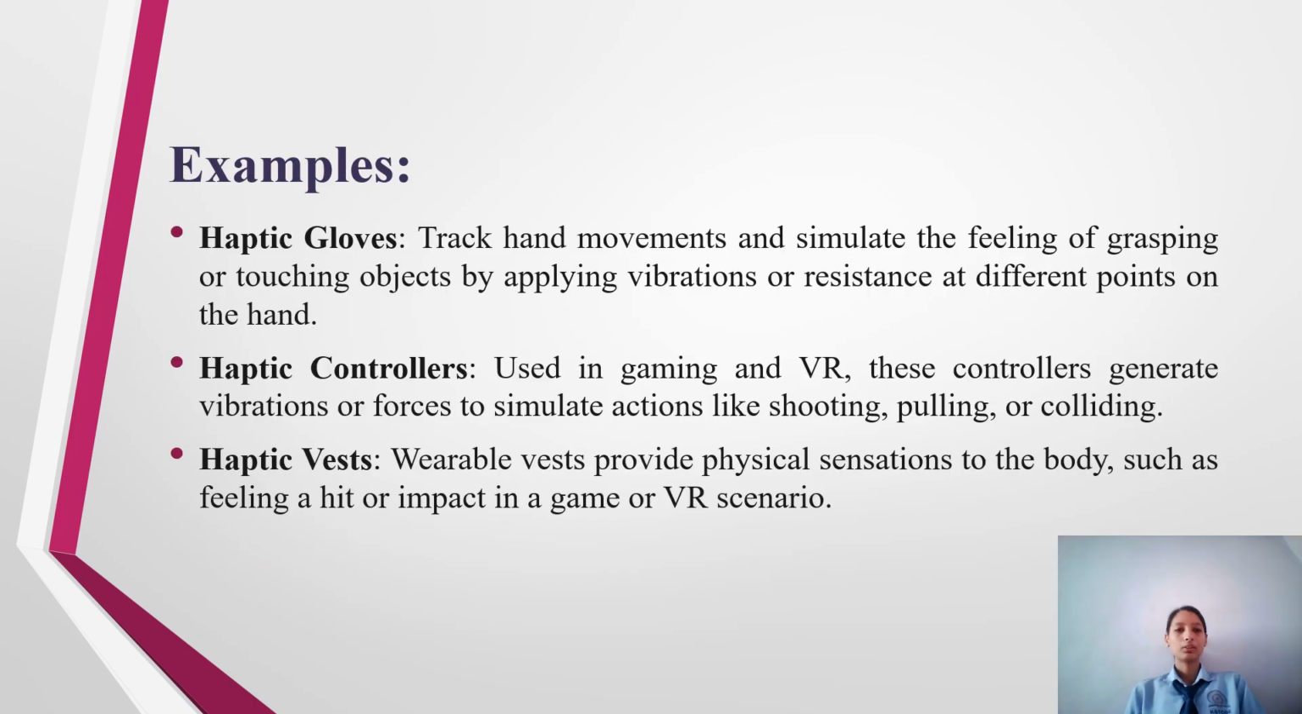Here are the examples. Haptic gloves track hand movements and simulate the feelings of grasping or touching objects by applying vibrations or resistance at different points on the hand. Haptic controllers are used in gaming and VR. These controllers generate vibrations or forces to simulate actions like shooting, pulling, or loading. Haptic vests: wearable vests provide physical sensations to the body, such as feeling heat or impact in a game or VR scenarios.